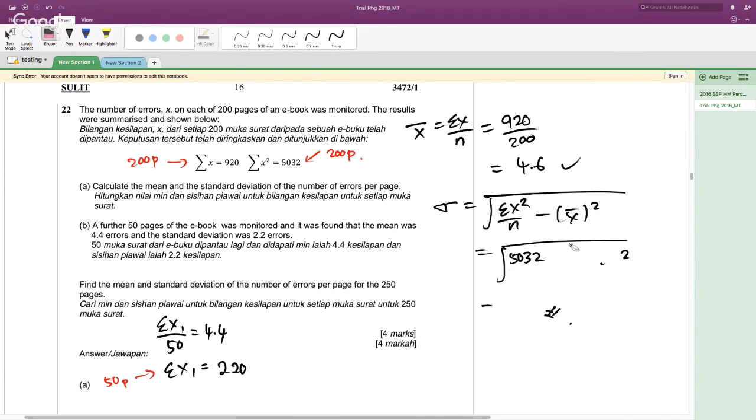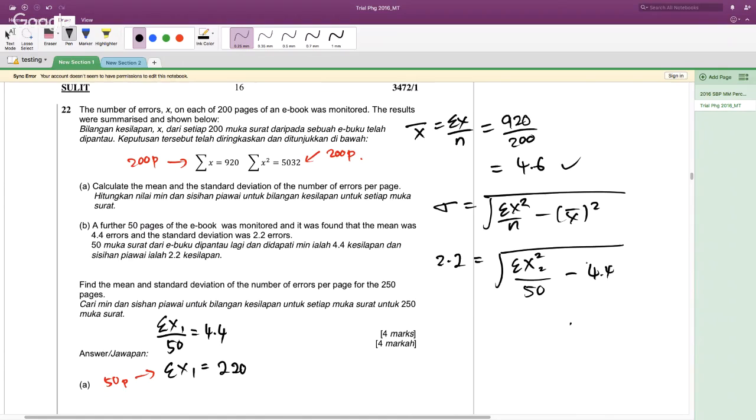Then I will do the same thing for standard deviation. Since the question tells me the standard deviation is 2.2, it's a square root. I want to find the new sum of X squared, so I'm going to add a 2 here, for 50 pages, and the mean it gives me is 4.4 squared. I will use this to get my sum of X squared. The first thing is, of course, I move the square root to the other side, so it's just squared. And then I move my 4.4 squared, it becomes plus 4.4 squared. And then I move my 50 to the other side. So I get the sum of X squared.